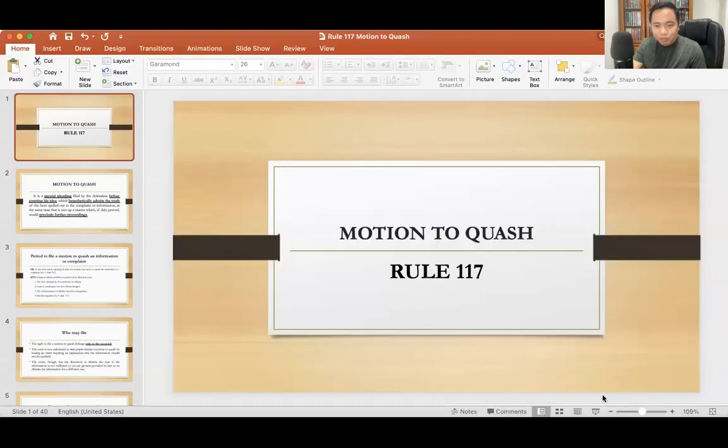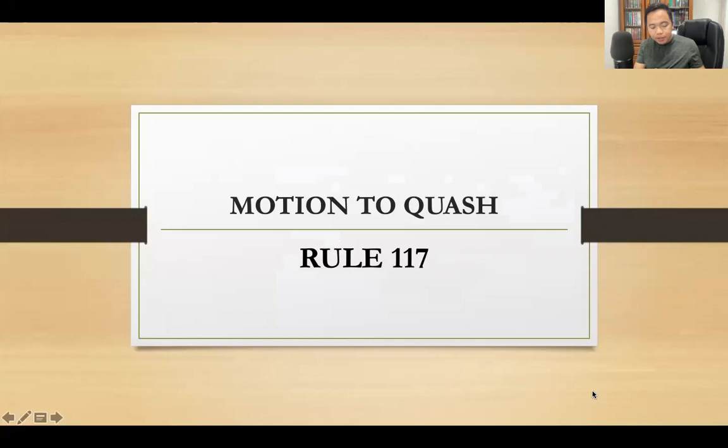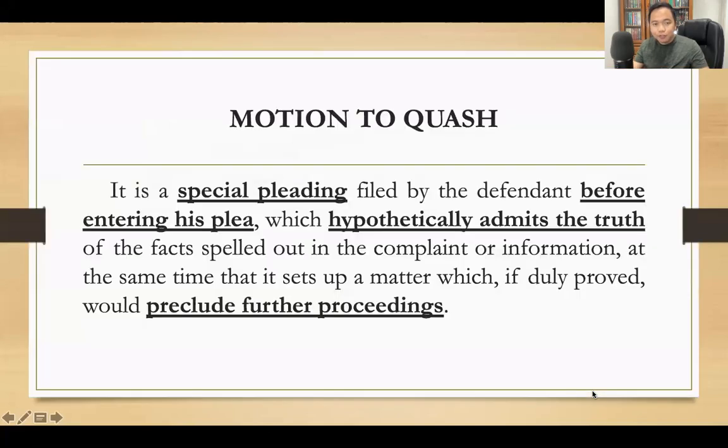This afternoon, we are going to discuss Rule 117, motion to quash. So let me share my screen with you. Okay. Now, first, let us define what a motion to quash is.